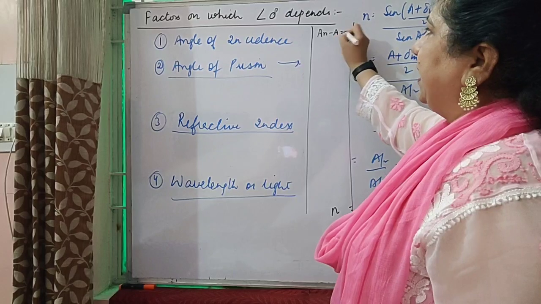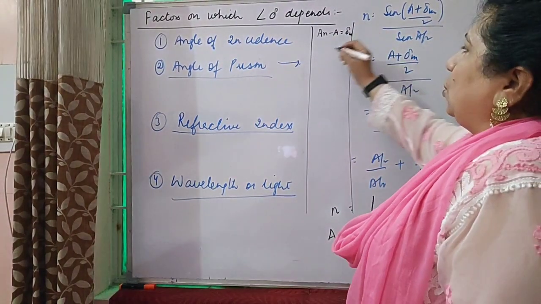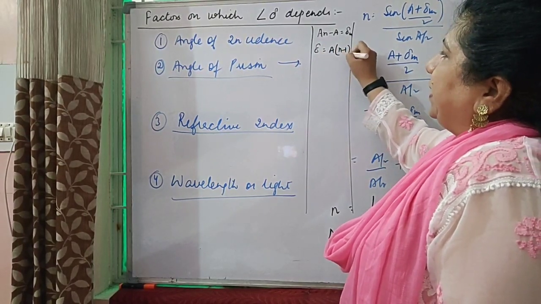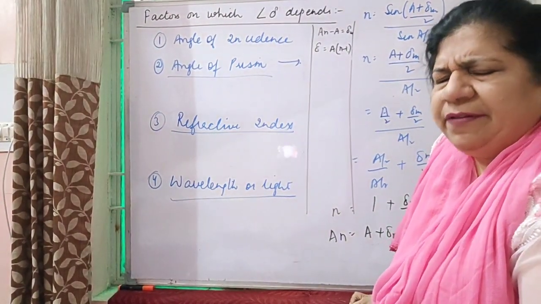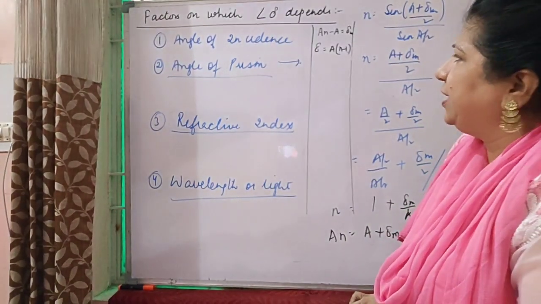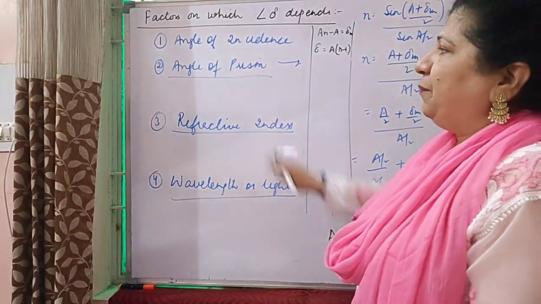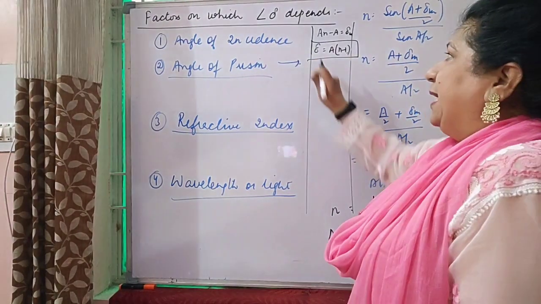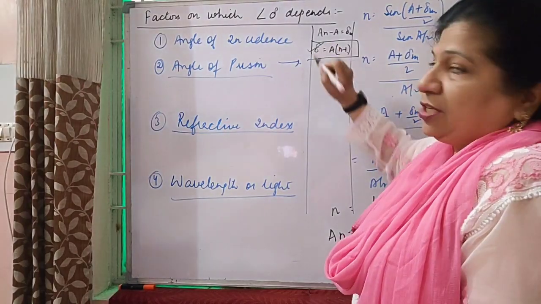nA minus A is equal to δm, right? So δ is equal to A common, (n minus 1). So the deviation, whether you are calling it minimum deviation or any deviation, is directly proportional to the prism angle. So the angle of prism, this formula also stands important for a narrow prism: δ is equal to (n minus 1)A. So this derivation is also important.